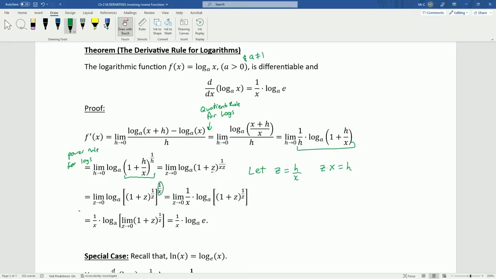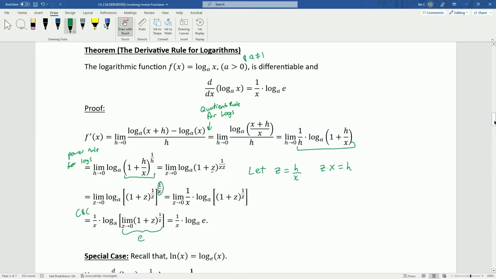And then we use the continuity and convergence theorem from back in the old limit times to move that limit inside the log function. So we get 1 over x times log base a of this limit. And this limit is by definition e. So this is 1 over x times log base a of e. Okay, so that's how we get the derivative rule for logarithms.